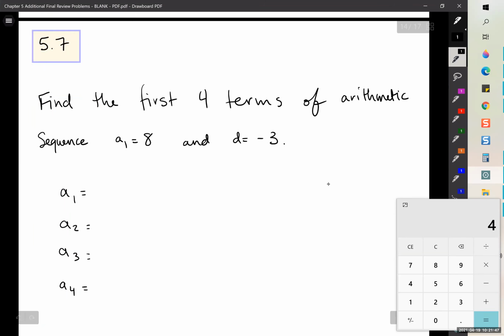On our last section, we are dealing with sequences, arithmetic and geometric. So let's find the first four terms of the arithmetic sequence whose first term, a sub 1, is 8, and the common difference, what you add each term, is negative 3. So if y'all can write out the first four.